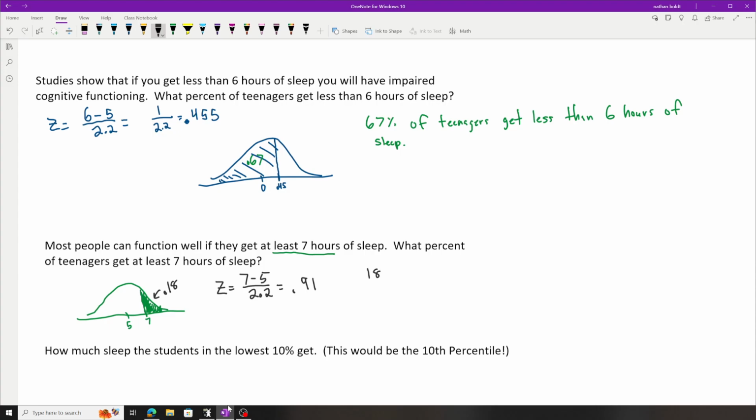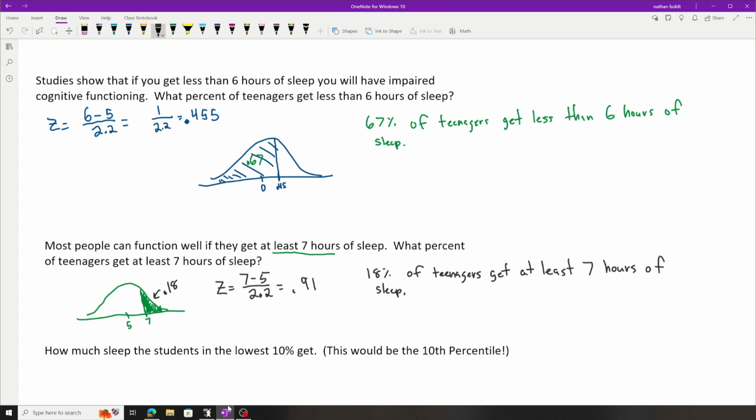So 18% of teenagers get at least 7 hours of sleep. Ooh, not very many of us, huh? Not very many of us.